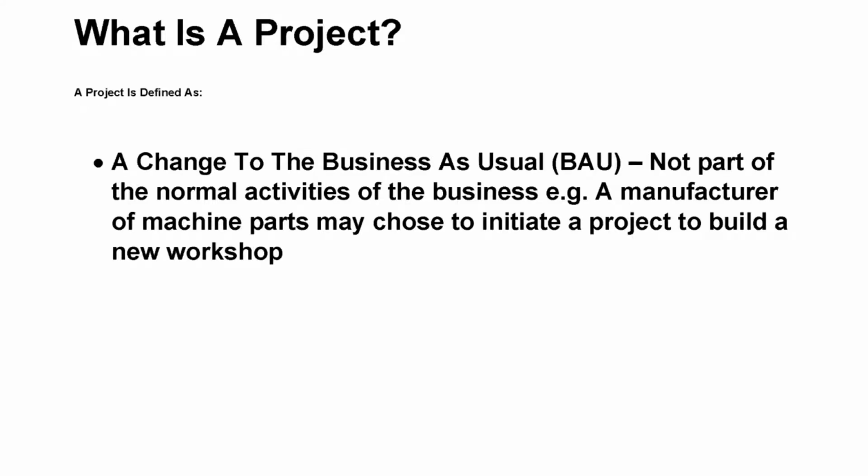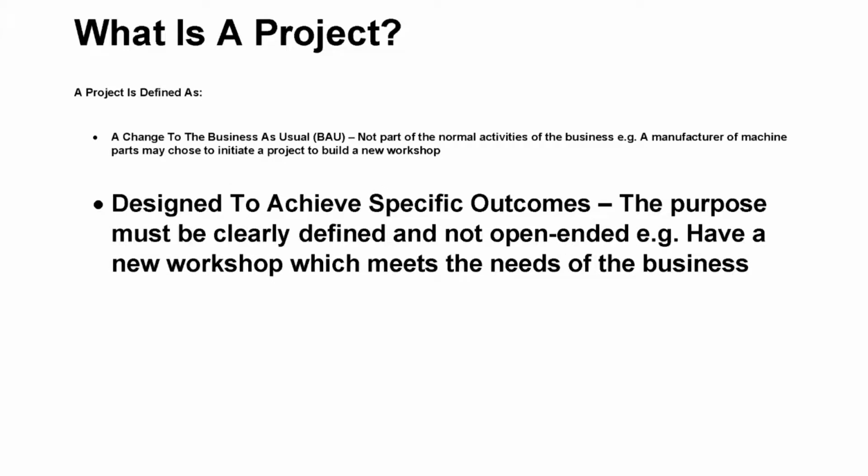What is a project? For the purposes of this cast, we have used 4 specific definitions to define a project. Firstly, a project must be a change to the business as usual, sometimes referred to as the BAU. What we mean by that is that it must not be a normal part of the business operations. So for example, if you have an organization which manufactures machine parts, if they want to build a new workshop to service the business, then that is a change to the business as usual, and that is the definition of a project.